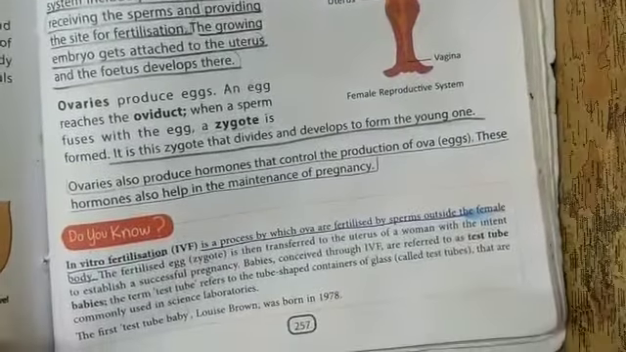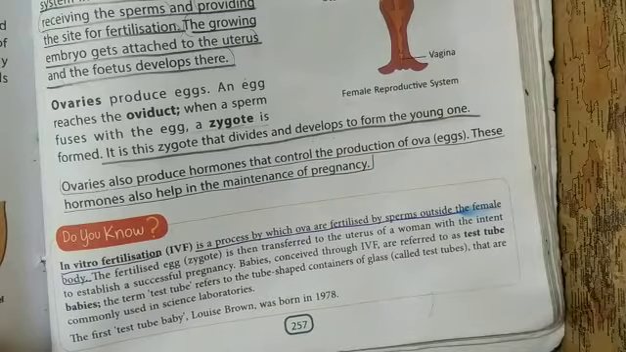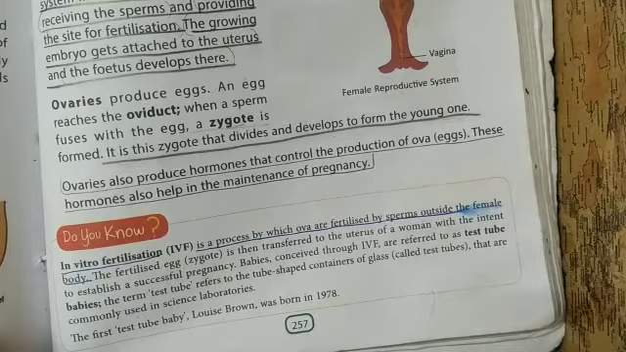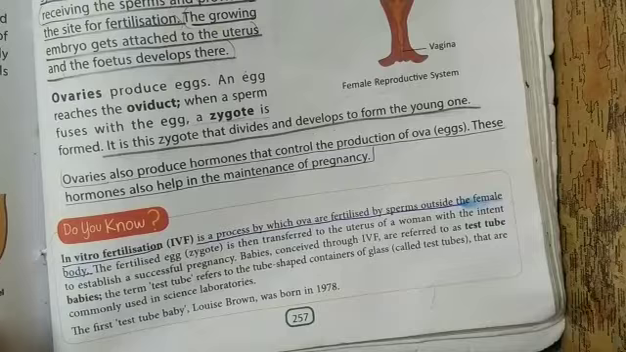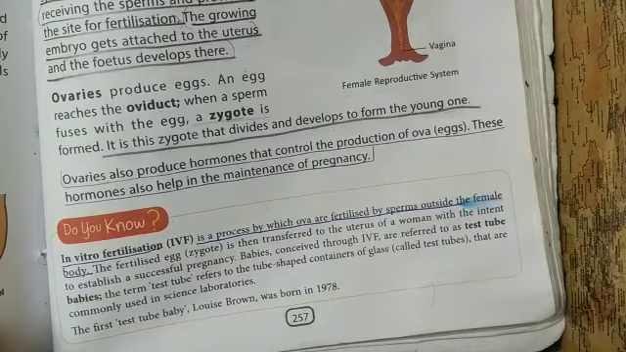After that, do you know the very important IVF, in vitro fertilization. It is a process by which ova are fertilized by the sperm outside the female body. The fertilized egg is then transferred to the uterus of the woman with the intent to establish a successful pregnancy. Babies conceived through IVF are referred to as test tube babies. The term test tube refers to a tube-shaped container of glass called a test tube that is commonly used in the science laboratory. The first test tube baby, Louise Brown, was born in 1978.